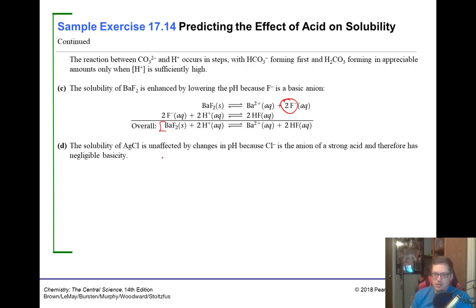Now AgCl, the anion formed here is chloride, and this is the anion of a strong acid, so it has negligible basicity, so it won't react with the acid that we have in solution. Therefore, silver chloride's solubility is not affected by having an acidic or a basic solution.